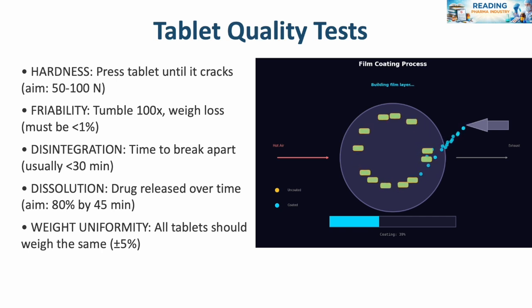Here is a summary of the tablet quality tests that we mentioned earlier. Hardness is the force needed until the tablet cracks, and we aim between 50 to 100 newtons. Friability is the weight loss, and it should be below 1%. Disintegration is the time to break apart, and this is followed by the dissolution test, which is the time for the drug to be released. These two often should be checked in the pharmacopoeia because they depend on the drug type. Finally, there is weight uniformity. The tablets should have the same weight, and a variance of 5% is the maximum that should be allowed.